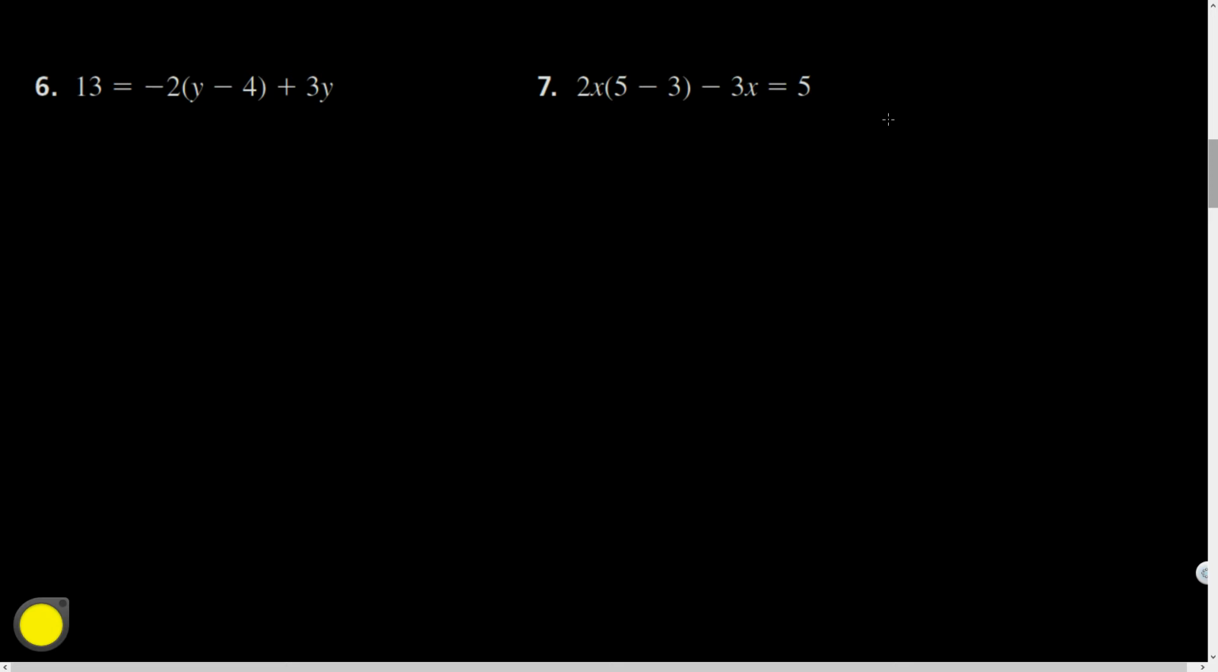I'm seeing some mathing, but not a lot. All right, so let's see. Start question 6 by distributing this -2. So 13 equals -2y. And careful, calculus students will make this mistake. Remember that negative sign is going with it. -2 times -4 is +8 plus 3y. Keep going from there.